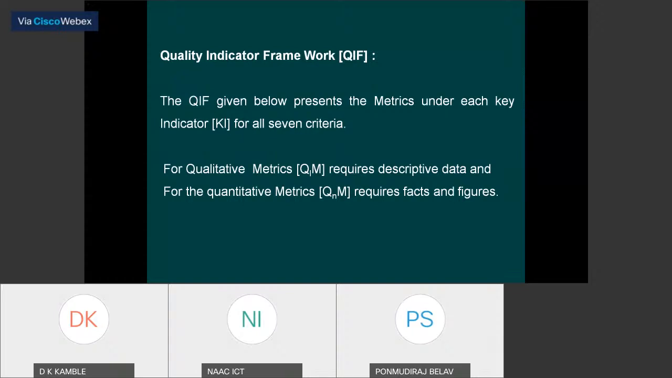Then coming to quantitative metrics, the quantitative metrics require facts and figures, meaning they are totally based on supporting documents. For QnM, related data and supporting documents are required, and all supporting documents should be certified by the concerned authorities. Without seal and signature, NAAC will not consider any documents for the DVV evaluation process, especially for quantitative metrics. Without proof, they will not evaluate. Whatever information the institutions give for quantitative metrics should be in the proper manner, with the sealed signature of the authorities.